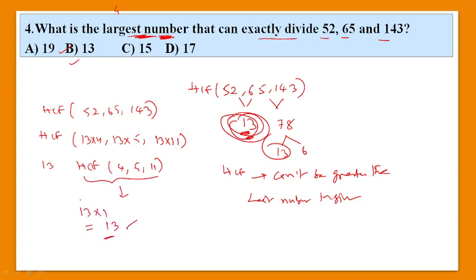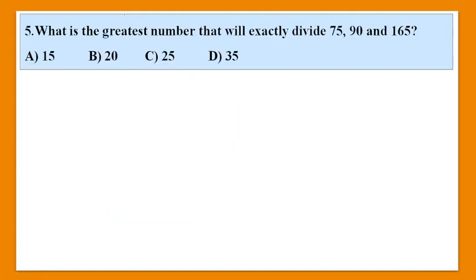I hope you are clear with this one. So the answer for this particular problem will be 13, that is presented in option B. Let's move to the next question here. What is the greatest number that will exactly divide 75, 90, 165?